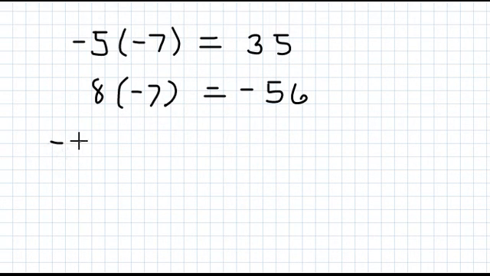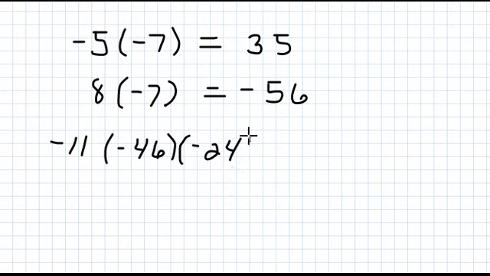What if we had three negative numbers? For example, how about a negative 11 times a negative 46 times a negative 24? So we have a negative times a negative, and that's a positive. So this whole thing here becomes a positive number, and a positive times a negative is a negative. And so if we multiply 11 times 46 times 24, we should get negative 12,144.